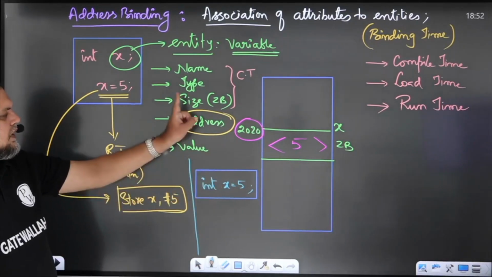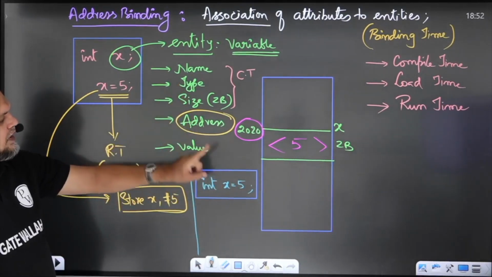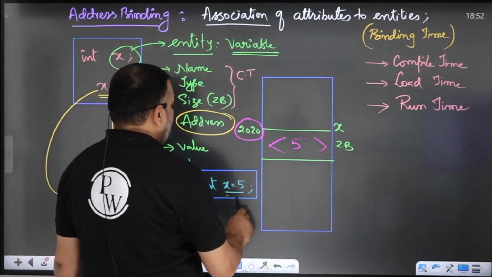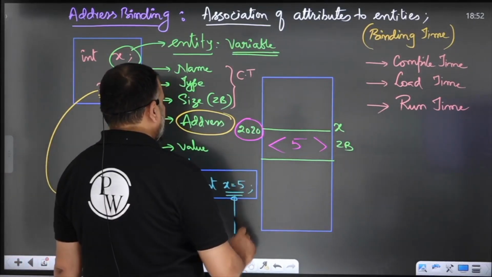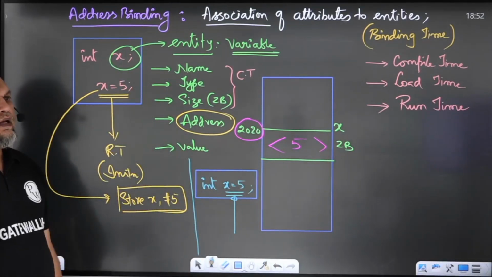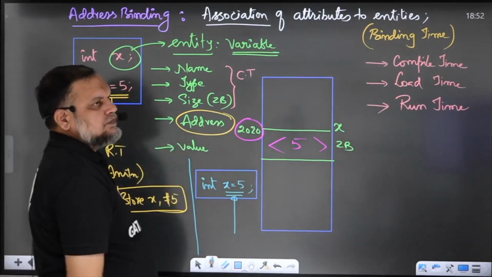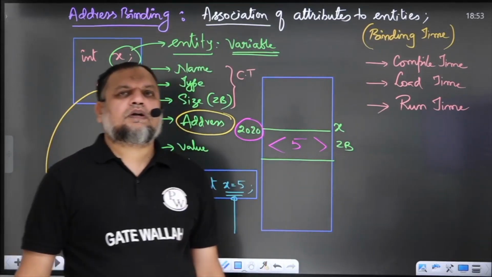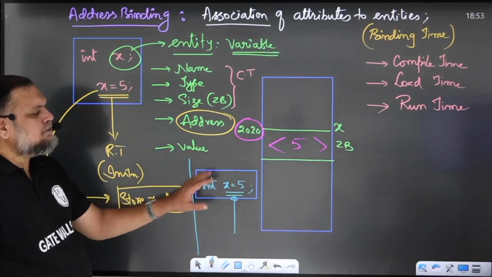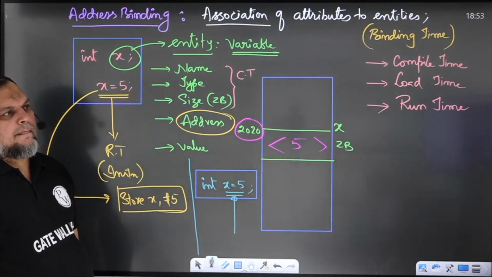Variable x: name binding, type binding, size binding happen at compile time. But the value binding here, the interesting part, takes place during what time? Compile, load, or run? Again, one more question. This is initialization implicit in the declaration. So what time does this happen?